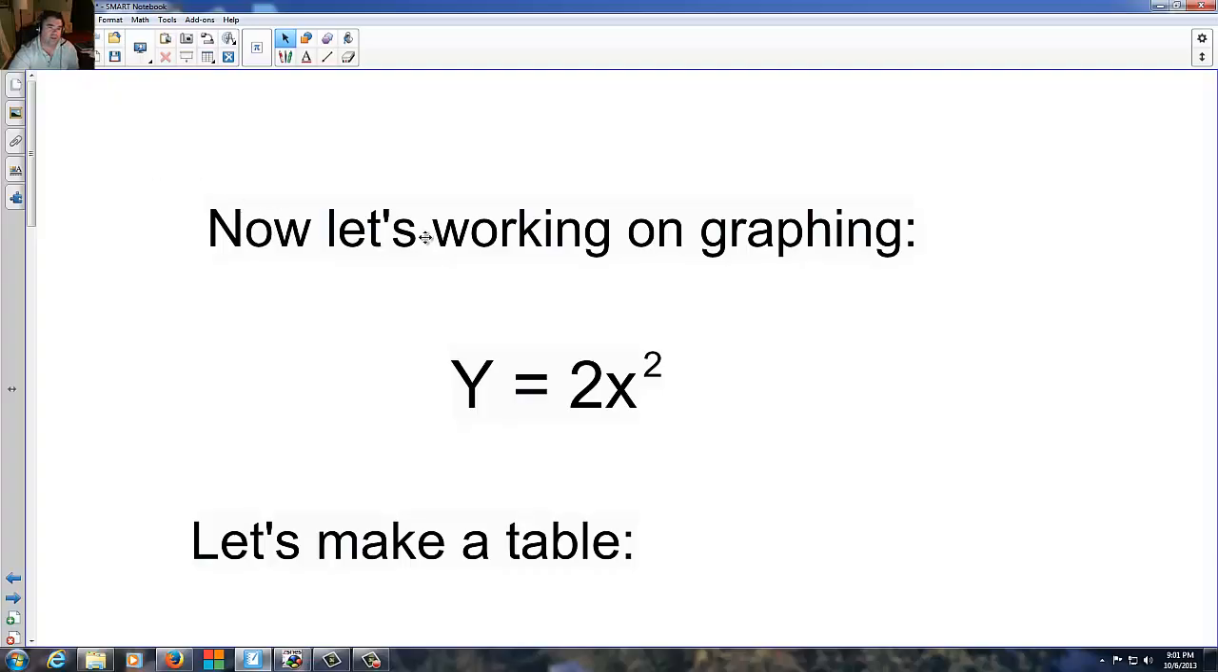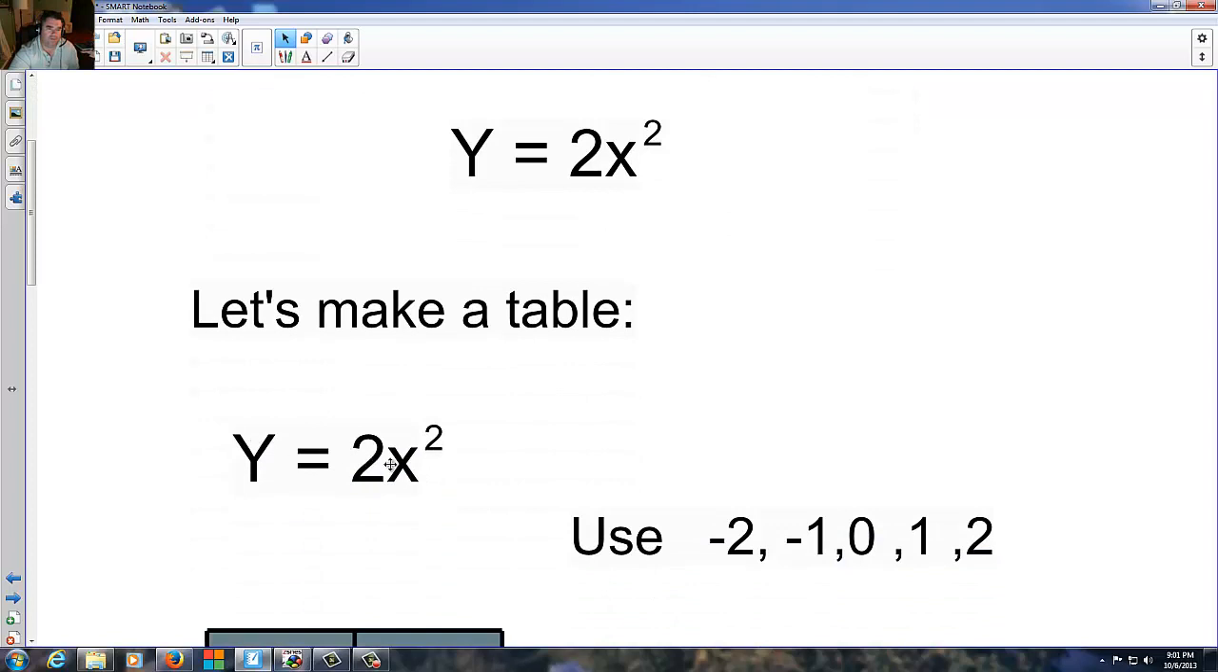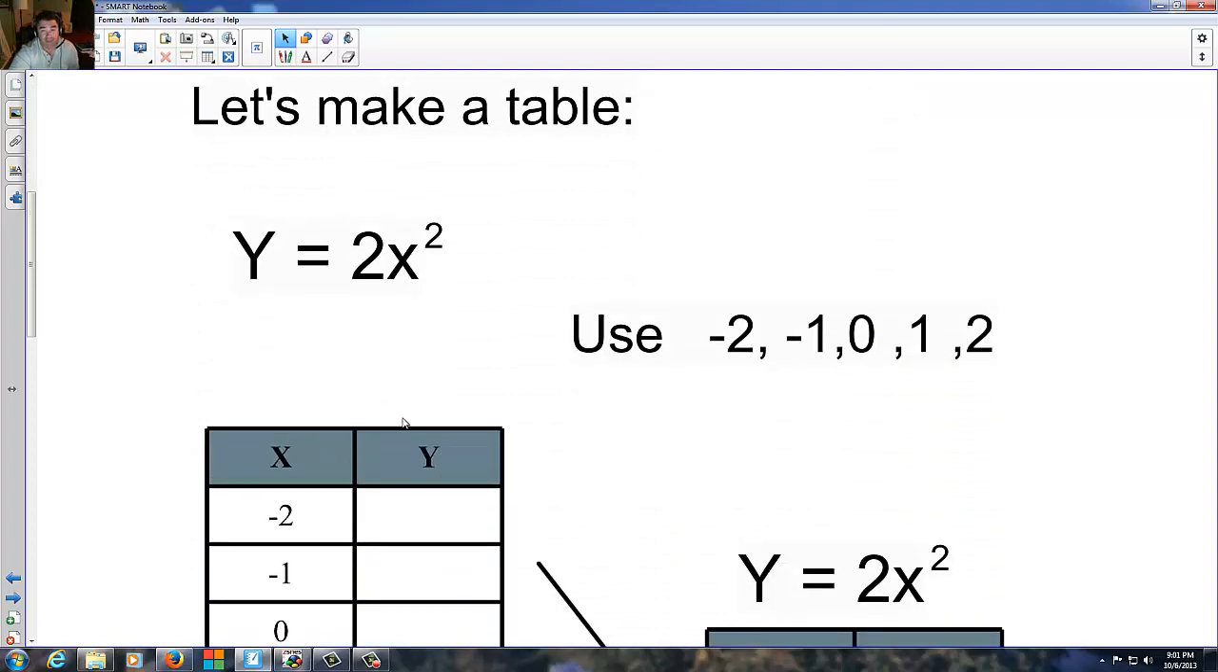Okay, now let's get working on graphing. Y equals 2x squared. Let's make a table. You can use any numbers you want, but I would suggest negative 2, negative 1, 0, 1, and 2. Again, I call them the easiest numbers in the world.